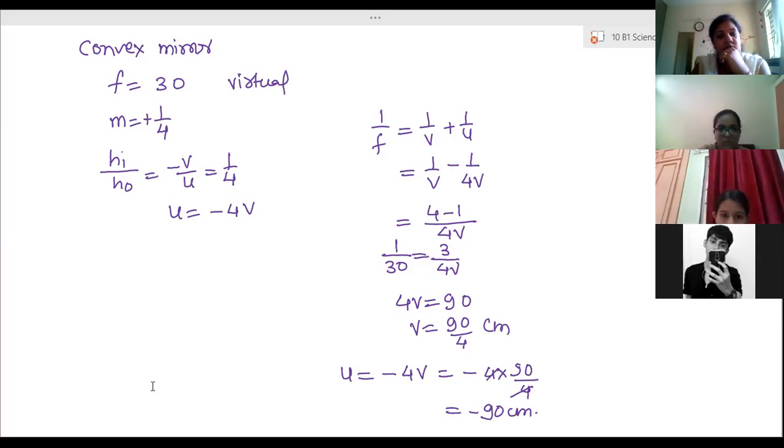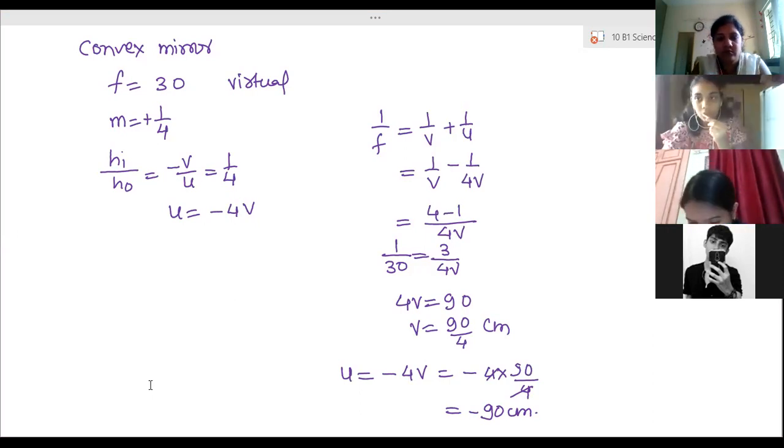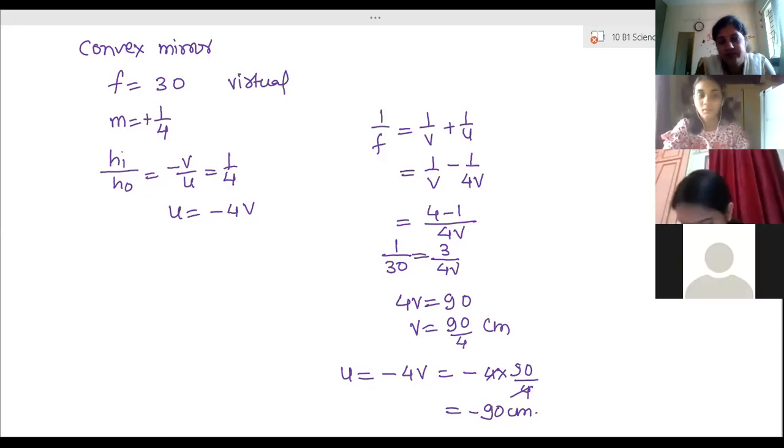Ma'am, but how magnification? Okay. Ma'am, so the answer is wrong. It is given only plus 90. No, actually the values I have written are without sign. Some of them are without sign only. So it is minus 90. U is always negative. Yes.